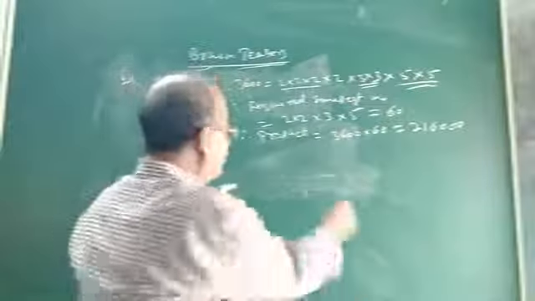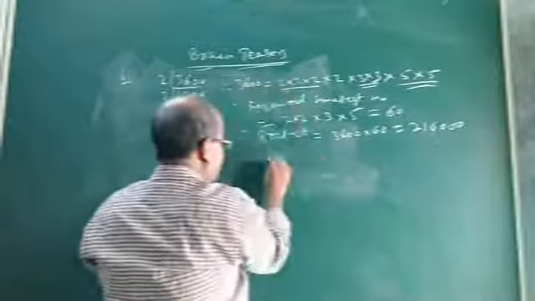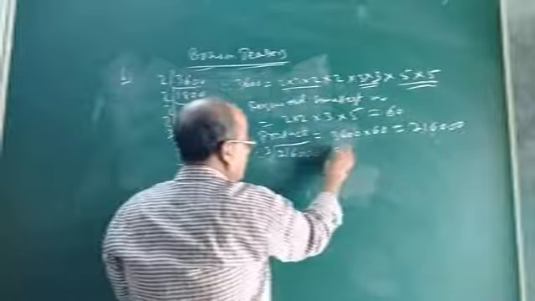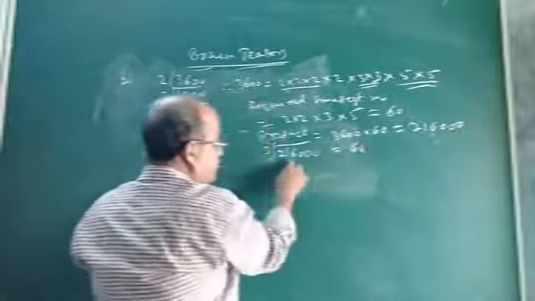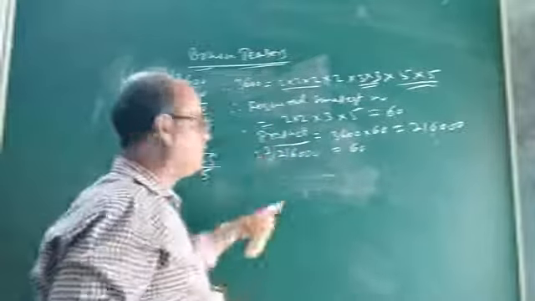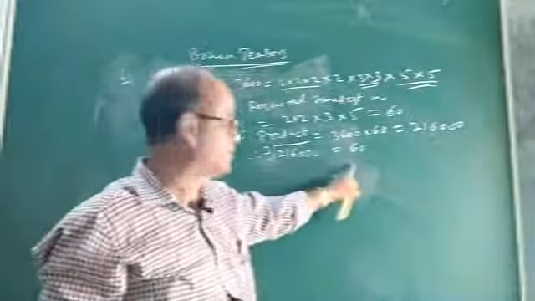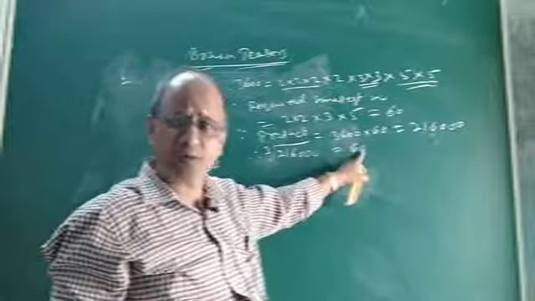Also find the cube root of this product. So the cube root of 216000, what will be the answer? Because the cube root of 216 is 6, you know. There are 3 zeros at the end, so 1 zero will come in the cube root. That means the cube root of the product will be 60.